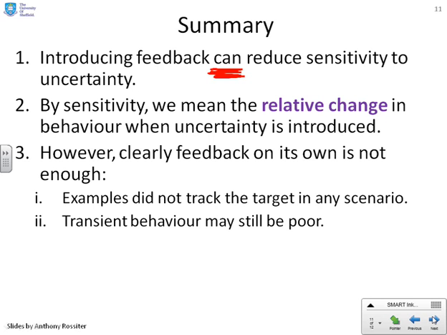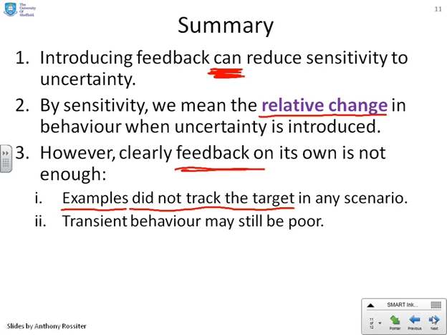And what do we mean by sensitivity? In essence, we mean the relative change in behaviour when uncertainty is introduced. So what's the ratio of the outputs of the model and the uncertain system? However, feedback on its own is not enough. We didn't emphasize it a few minutes ago, but if you go back and look at those earlier slides, you will find that in none of those examples did we actually track the target. We didn't mention that because it wasn't a key point, but none of them track the target.